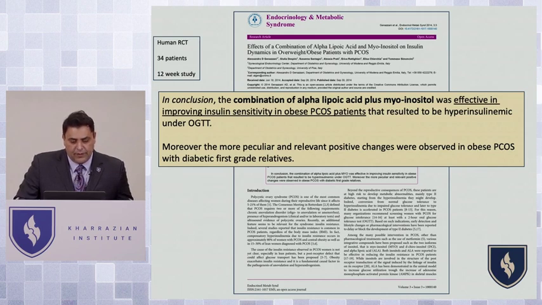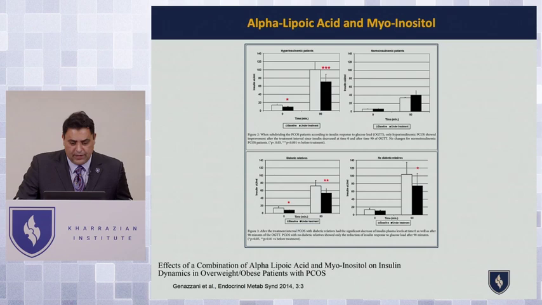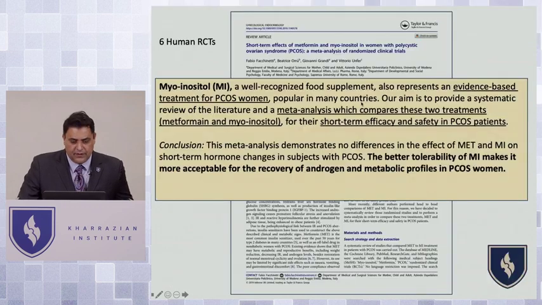This was the human RCT with 34 patients for a 12-week study. Things like alpha-lipoic acid and myo-inositol were very important in helping patients with PCOS. You can see some of the outcomes in this study, where you can see significant changes in the group that was treated with those nutraceuticals.